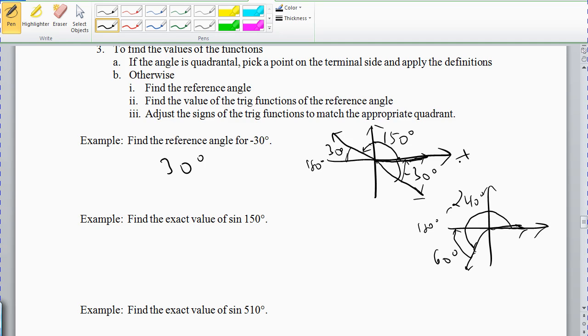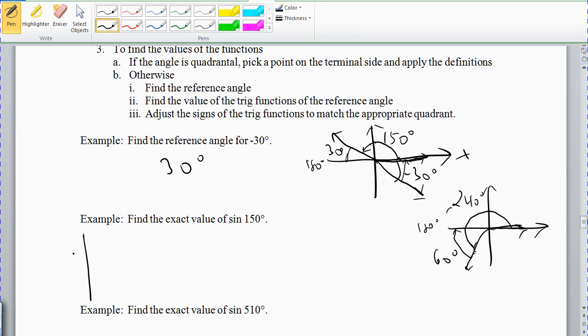And the reason why we're doing this is because we need the 30, 45, 60. And then from there we can find any trig value. And the only thing we have to worry about then is what quadrant we're in to determine the sign. So now we're going to do these examples. We're going to find the exact value of sine of 150.